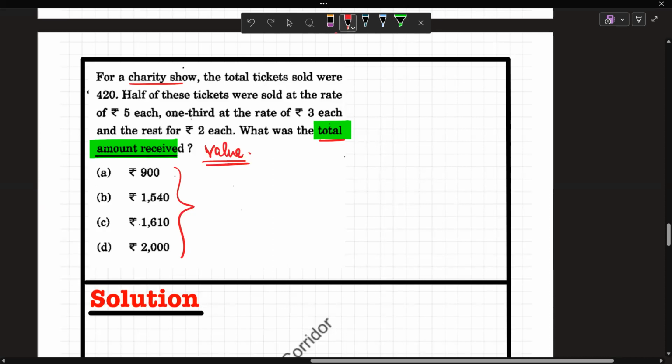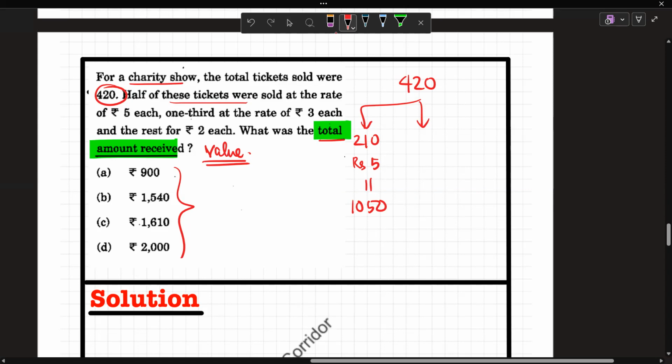For a charity show, the total tickets sold were 420. Half of these were sold at the rate of rupees 5. Half means 210 at rupees 5. What is the total amount? 1050. Because I know that I have to calculate the value, I will calculate it. 210 into 5, that is 1050.